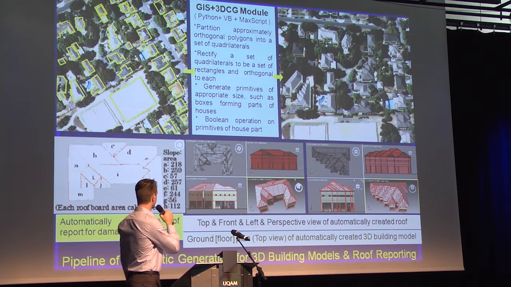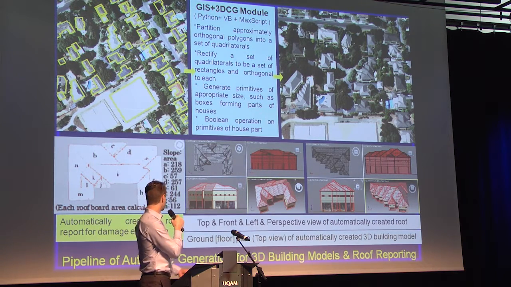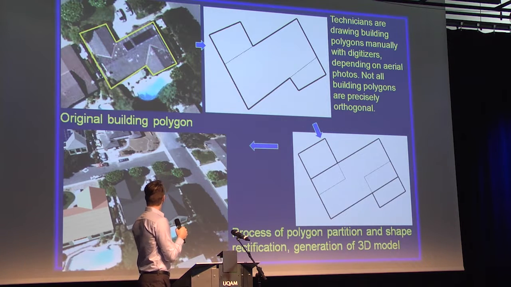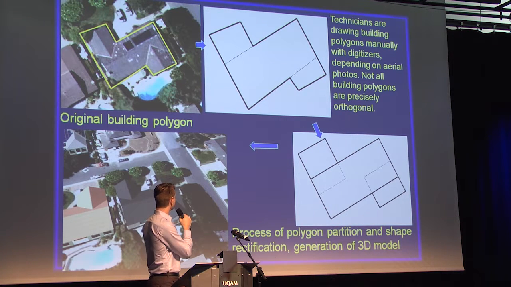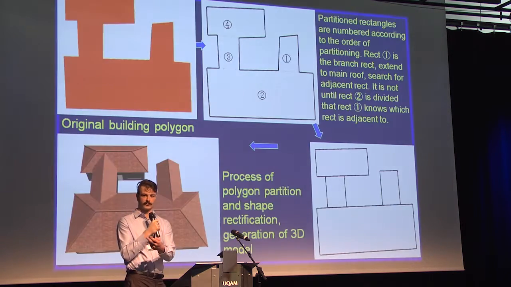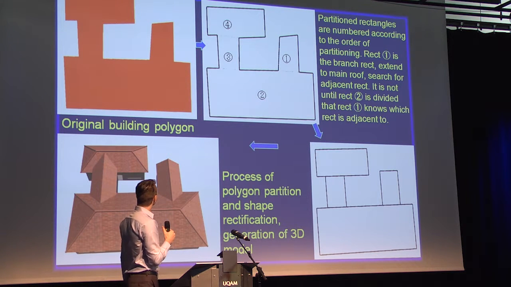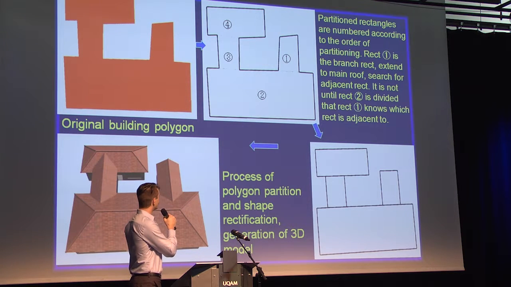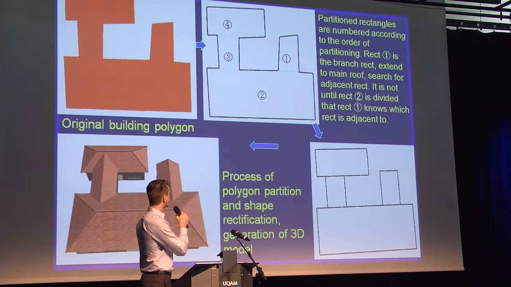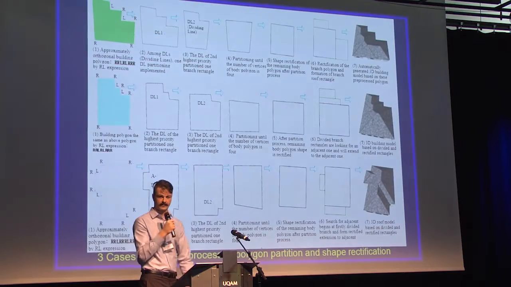So you can see a little bit more of our workflow here and how the houses are able to be generated. This is a little bit more of how the rectangles are partitioned. The set of building polygons is partitioned into a main rectangle and then sets of branch roof rectangles, which are then used to generate the roof shapes.